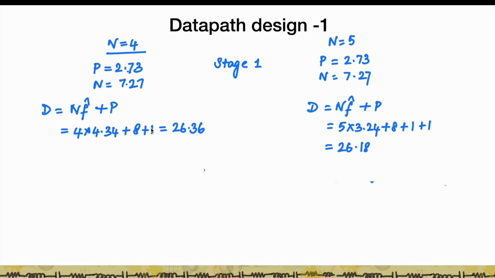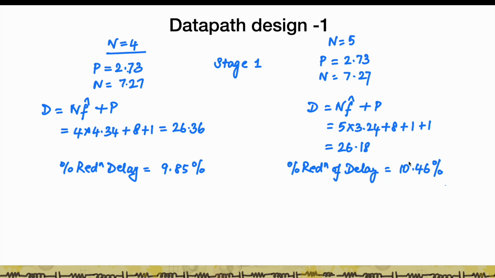I've added one inverter, so the total parasitic delay goes from 8 to 9, 4 times 4.34, so this works out to 26.36 normalized units. In the 5 stage, it's 5 into 3.24, plus you add an additional because of the 2 inverters, so you get this as 26.18. So by adding one stage, I'm not getting a huge improvement in delay. So if you see the percentage reduction in delay, it's roughly 10% if I went by adding this one inverter.